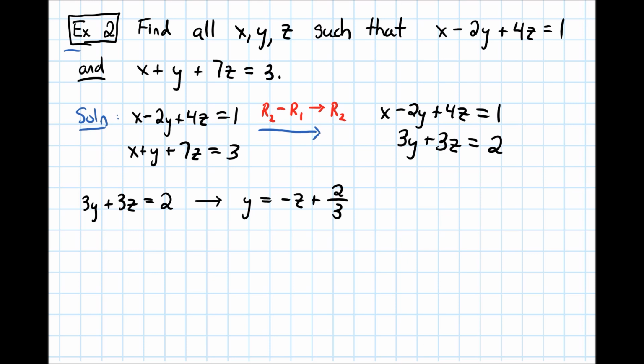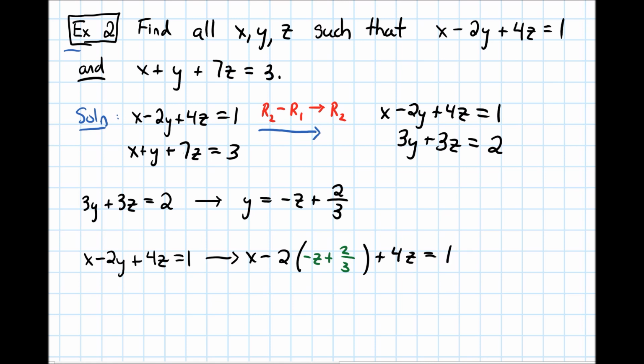So let's take what y equals, and let's substitute this back into our other equation. Our other equation was x minus 2y plus 4z equals 1, and let's substitute into this. If I do that, I'll get x minus 2 times, so y I'm going to substitute in for, negative z plus 2/3. That's what y equaled. And then I still have this plus 4z, and then this whole thing equals 1.